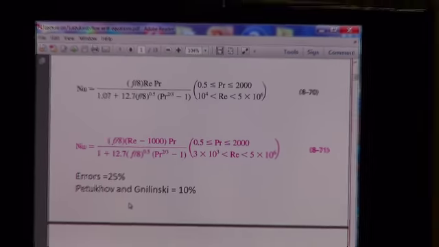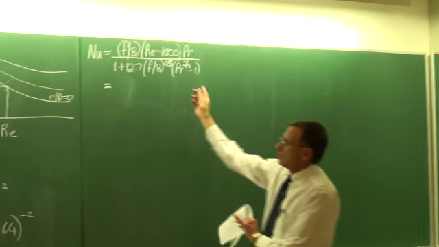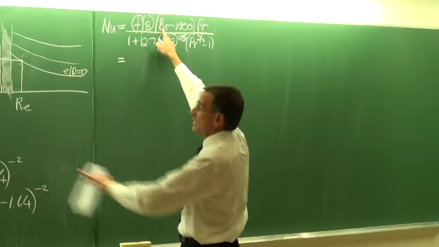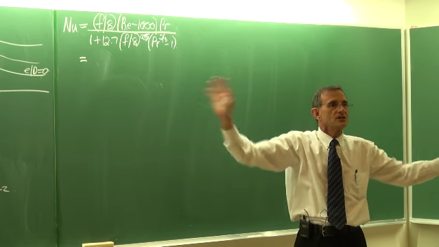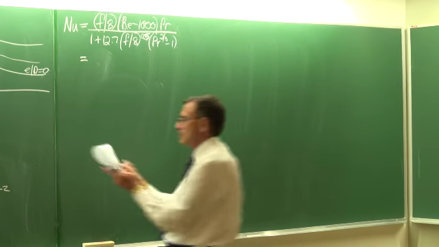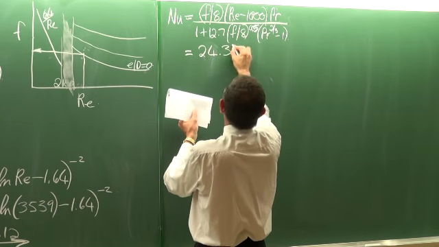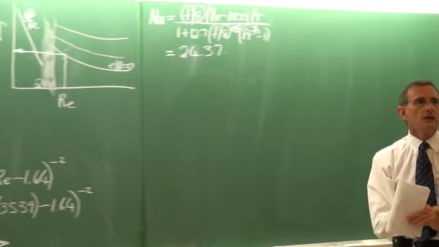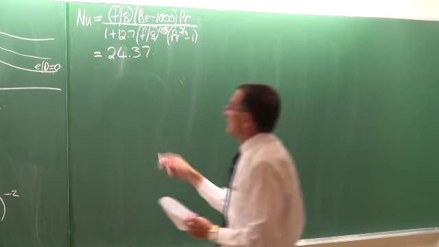Now forgive me, I'm not going to put in all the values. I'm sure you can do that yourself. It is very, very simple. We've got the friction factor, we have the Reynolds number, we have the Prandtl number. You just need to go through the motions and calculate the Nusselt number, and the result is equal to 24.37. Nusselt number of 24.37.